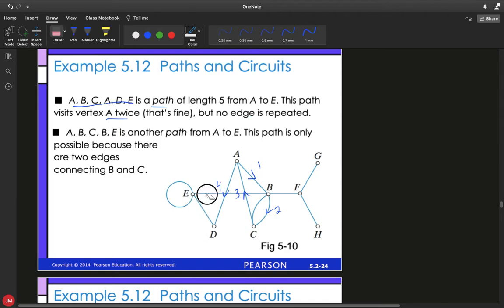Now another path that you could take to get from A to E would be A, B, C, B, E. Let's go ahead and see what that one looks like. So we've got A to B first, so that would be right here. B to C, right here. C back to B would be right there. And then B over to E right there. That would be another path from A to E. Now this is only possible because there's 2 edges between B and C. Notice that normally we wouldn't be able to go A to B and then B back to A, but when there's multiple edges, we're able to get that to work.